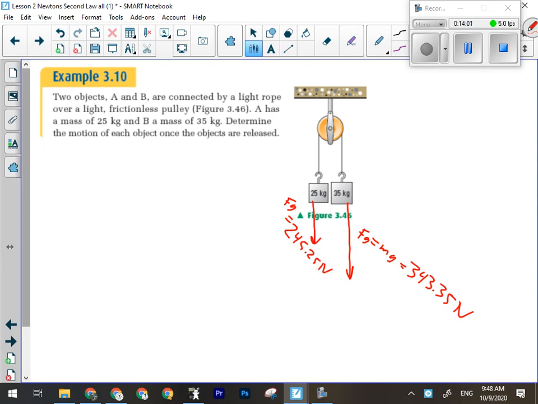I want to calculate. It says, determine the motion of each object once the objects are released. I would probably word this question: find the acceleration of the 25 kilogram mass. That's how I would word this question. What's my next step?